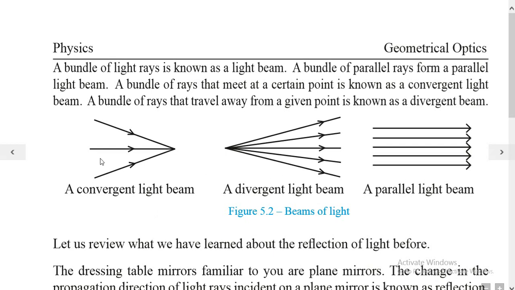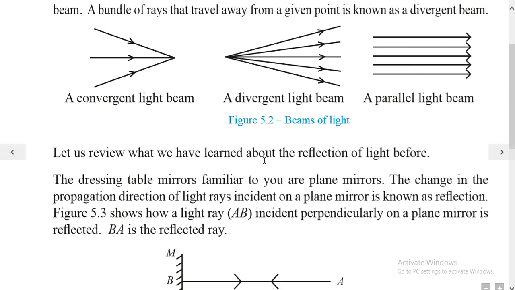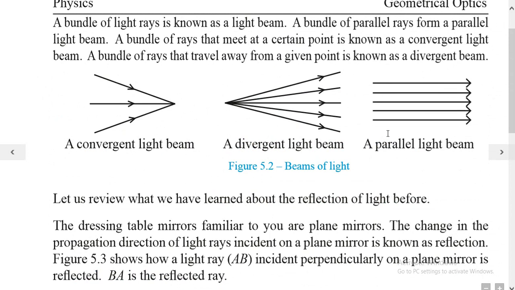What is the difference? Convergent means many light rays meet at one point. That is the convergent light beam. Divergent means a number of light rays spread away, traveling away from a given point. That is a divergent light beam. That is the difference between the convergent and divergent beam of light. These theories you also learned in previous grades. Then we identify the next part.